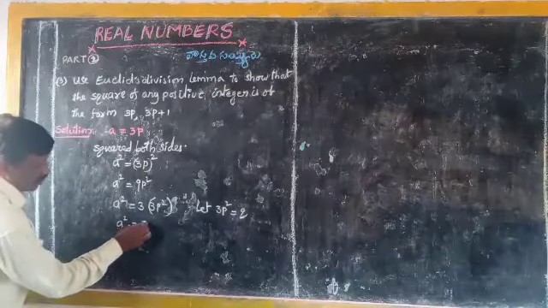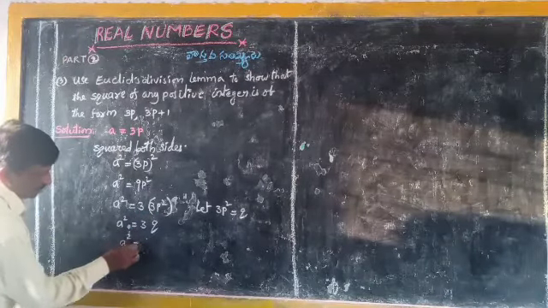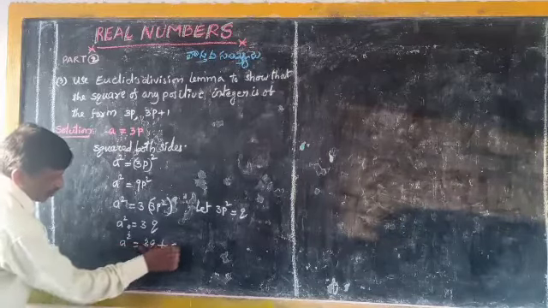a square is equal to 3 into q, that is 3q. a square is equal to 3q plus 0.